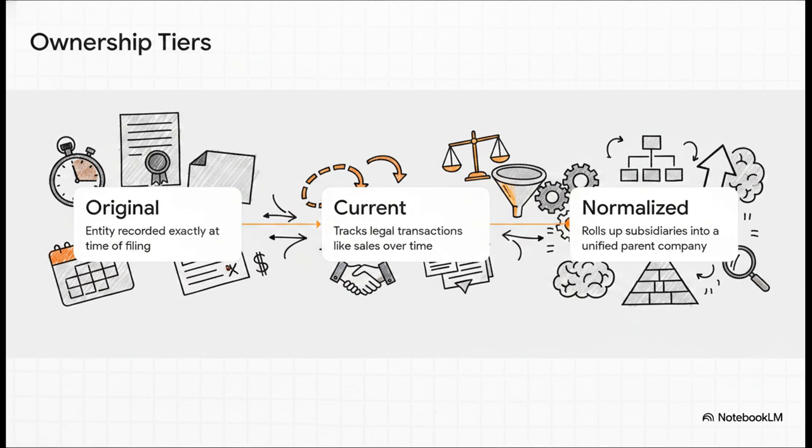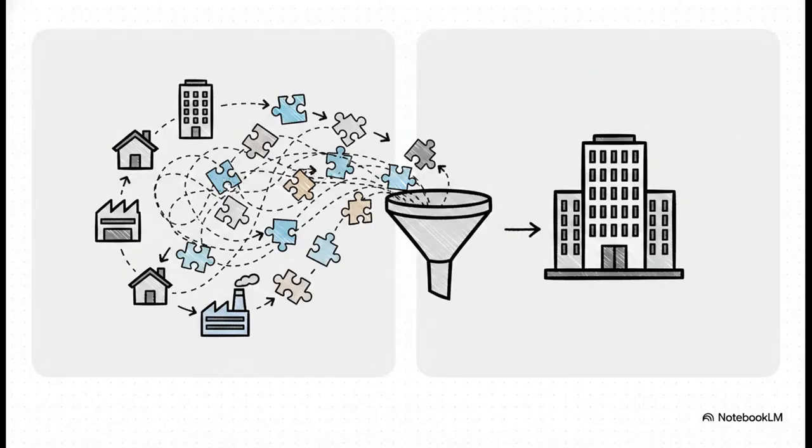Second, we have the current assignee, which tracks legal transactions like sales or donations over time. But the third tier, the normalized assignee, that is where the real intelligence lies. Corporate structures are notoriously messy, right? A rival might purposefully hide their R&D focus behind obscurely named subsidiaries. Normalization neatly rolls up all those regional variants, say IBM Corp and IBM Deutschland, into a single unified entity. Paired with LexisNexis's directory of corporate affiliations, you can instantly search an entire corporate family tree.